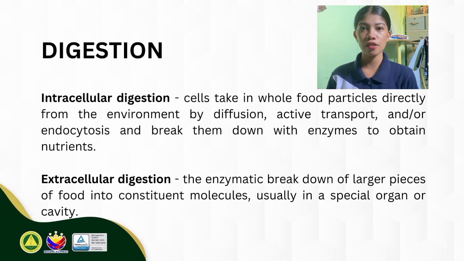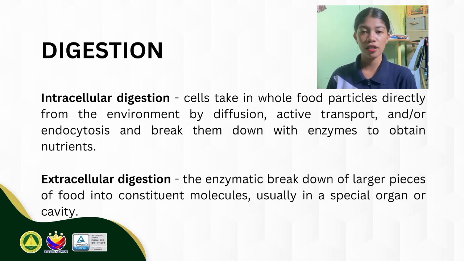Digestion is the process of breaking down food into smaller pieces that our body can use for energy and growth. There are two main types of digestion. First is the intracellular digestion, where it happens inside the cells. Cells directly take in tiny food particles from their surroundings. These particles are then broken down inside the cell using special enzymes. This type of digestion is common in single-celled organisms like amoeba.